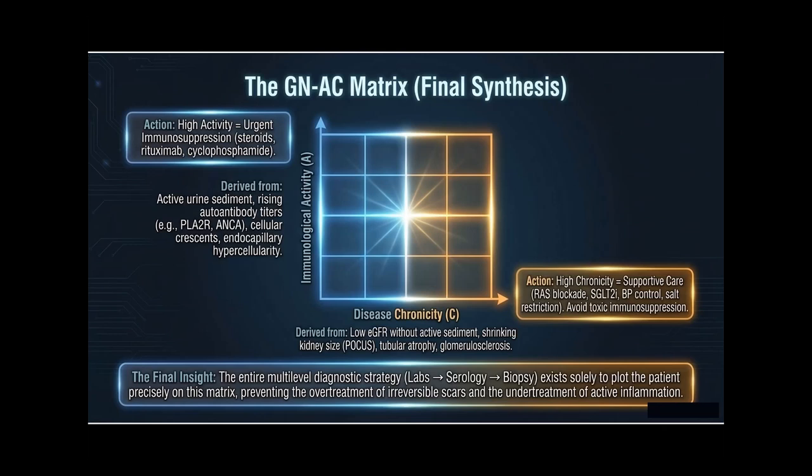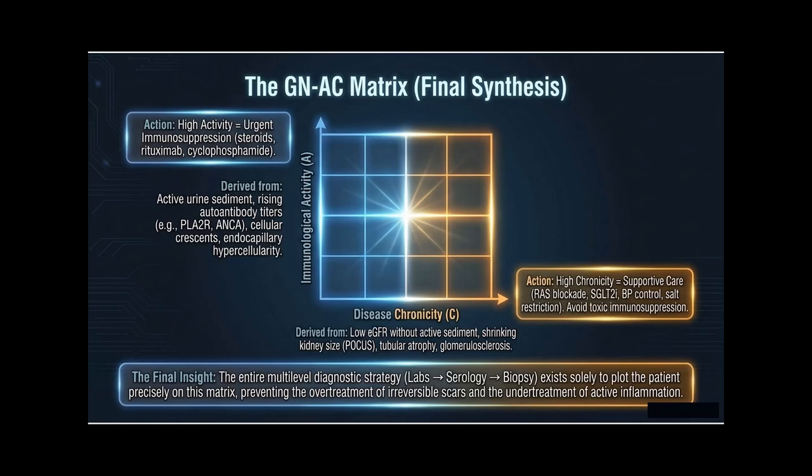The final insight is that the entire multi-level diagnostic strategy, lab, serology, biopsy, immunofluorescence, exists solely to plot the patient precisely in the matrix. You must know how much is the amount of immunological activity, how much is the disease activity or chronicity. This is derived from low GFR without active sediment, shrinking kidney size on FOCUS, tubular atrophy, and glomerular sclerosis.